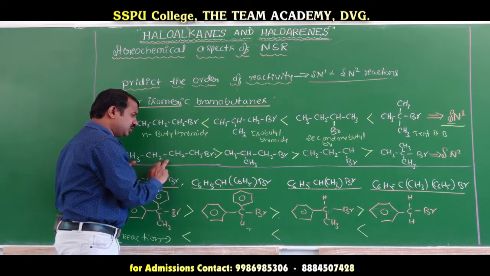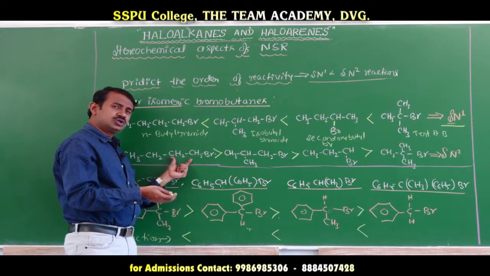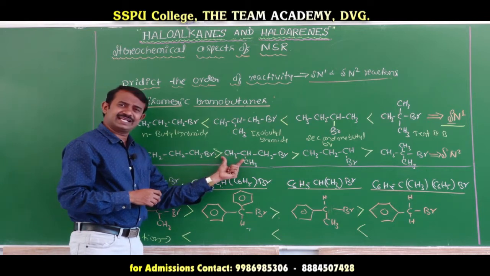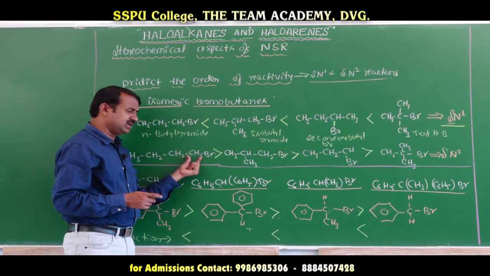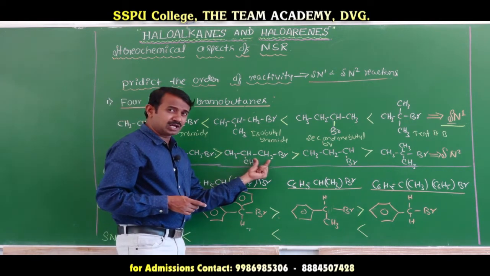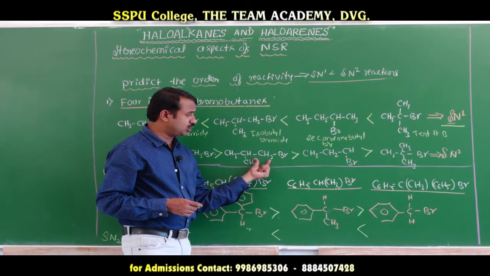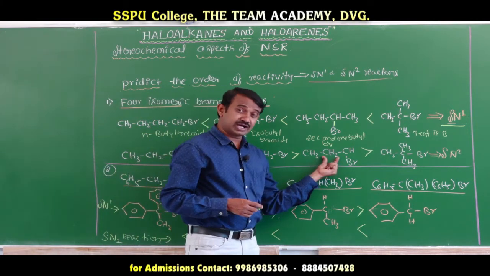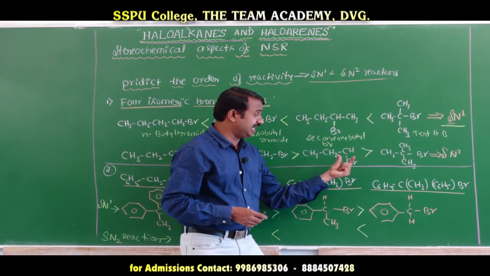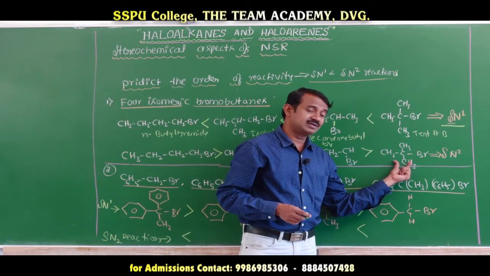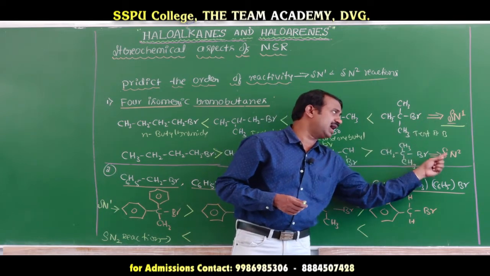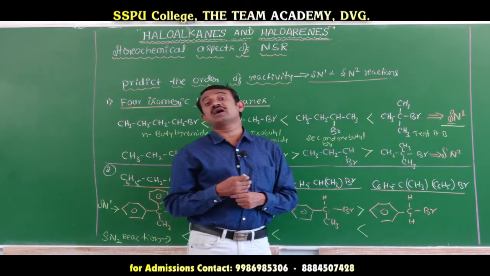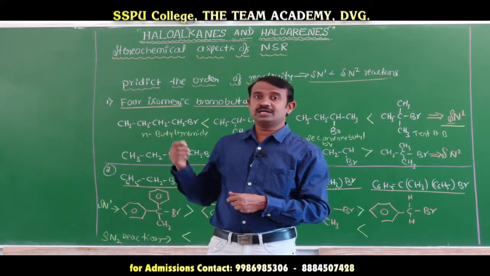In the SN2 reaction, primary is more reactive than secondary, and secondary is more reactive than tertiary. Here also, normal butyl bromide is more reactive than isobutyl bromide. Isobutyl bromide is more reactive than secondary butyl bromide. Secondary butyl bromide is more reactive than tertiary butyl bromide. That is the reactivity order of SN1 and SN2 for isomers of butyl bromide.